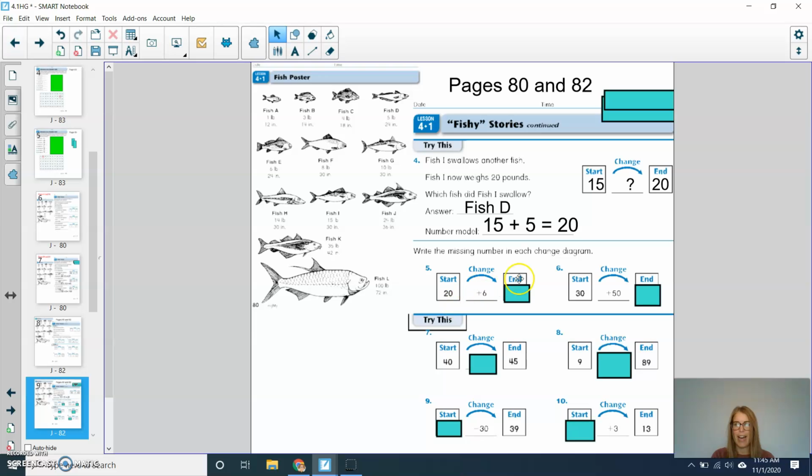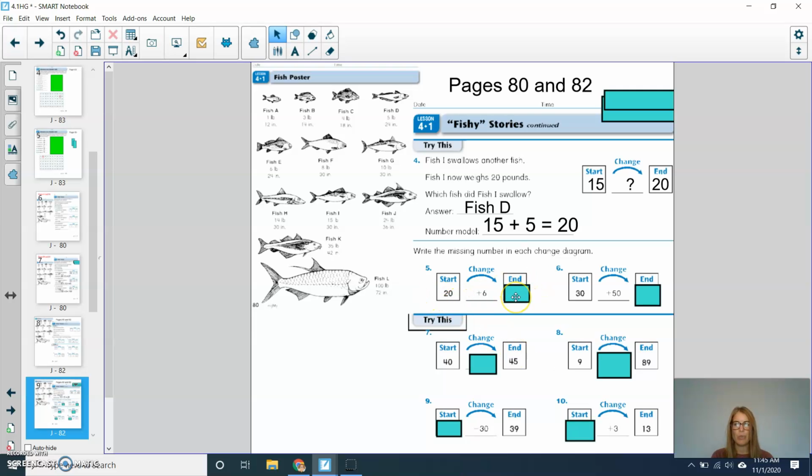Second graders, for 5 and 6, they give you the start and the change. You just need to figure out the end. And for 7, 8, 9, and 10, they're giving you two pieces of it, but then you need to figure out that missing piece. Can you finish this page and then press play when you're ready to check your answers? Press pause now.